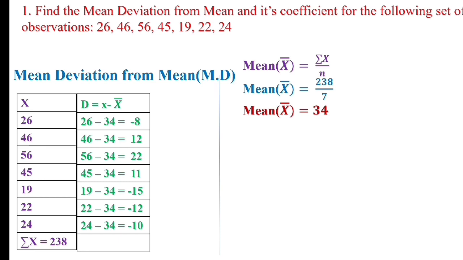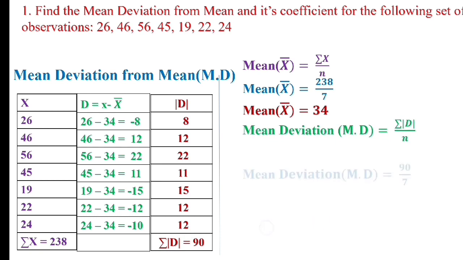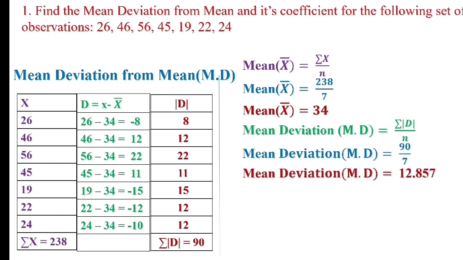Now we are going to find the absolute value of D, that is modulus D. Minus 8 becomes plus 8, 12 becomes 12, 22 becomes 22, 11 becomes 11, minus 15 becomes plus 15, minus 12 becomes 12, minus 10 becomes 10. The total of these values is 90. In that 90 we use the mean deviation formula, summation D divided by n. Summation D here is 90, divided by 7, we get 12.857. This is called mean deviation.